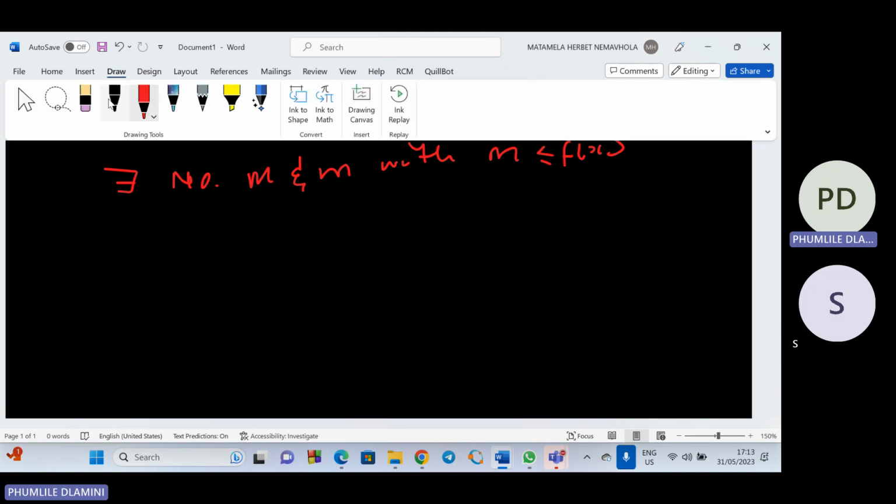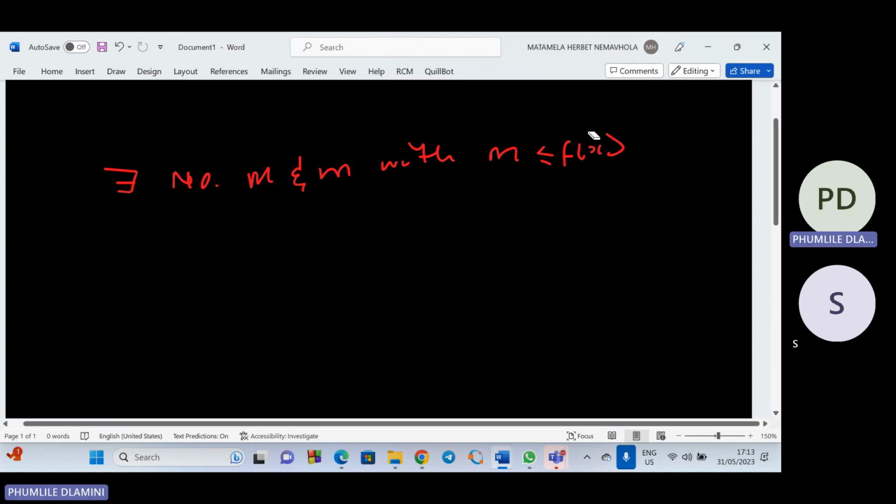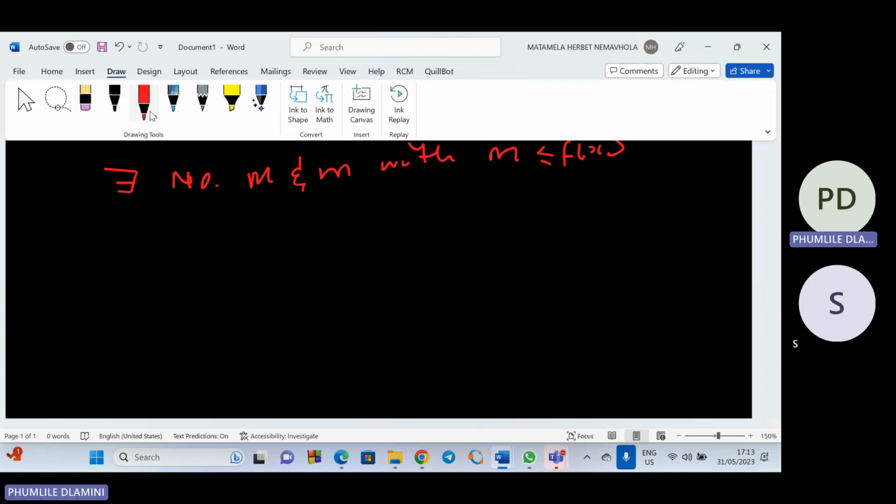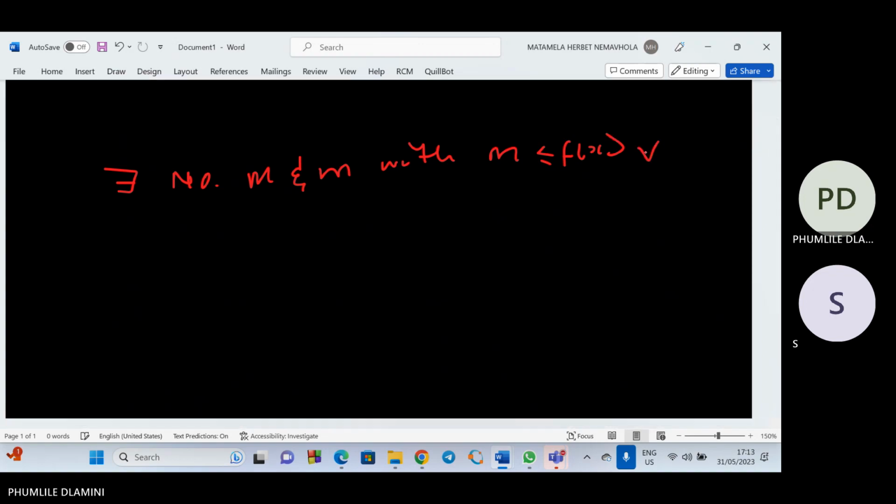This thing here does not mean anything. Let me delete it. Yes. For all x which are elements of the interval a and b.